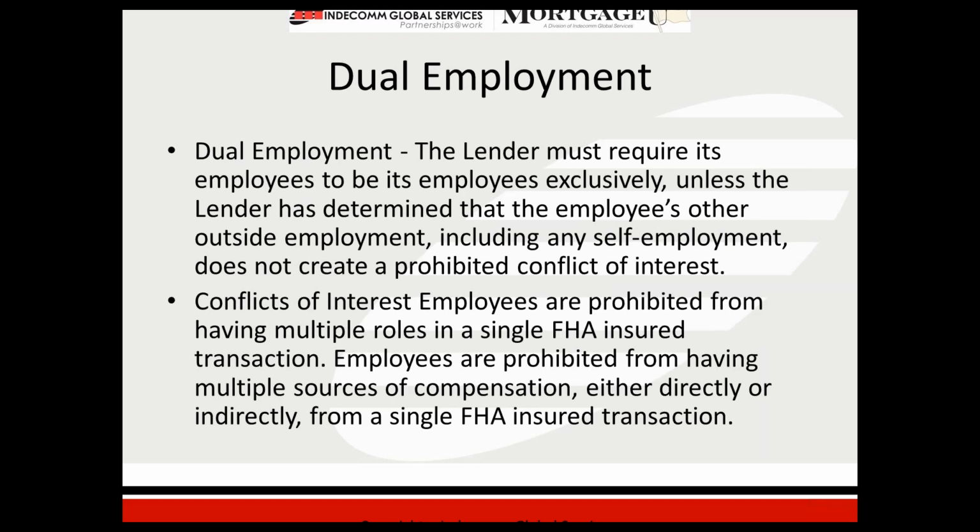Dual employment, you can go ahead and take a look at page 14 of your job aid. A lender must require its employees to be its employees exclusively unless the lender has determined that the employee's other outside employment, which would include any self-employment, does not create a prohibited conflict of interest. Conflict of interest: employees are prohibited from having multiple roles in a single FHA-insured transaction. For example, you're not going to be originating an FHA loan and then underwriting it. Okay? Employees are prohibited from having multiple sources of compensation, either directly or indirectly, from a single FHA insured transaction.